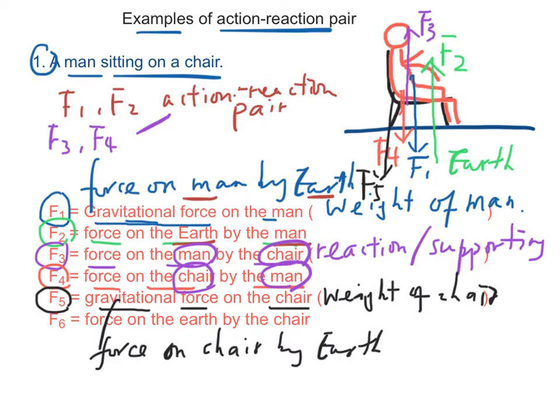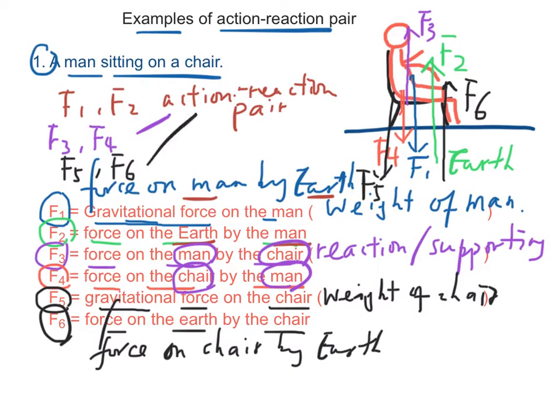Also, we have F6, the force acting on the earth by the chair. Also, F5 and F6 belong to an action and reaction pair because it is the force on the chair by the earth and the force on the earth by the chair, which belong to the same pair.